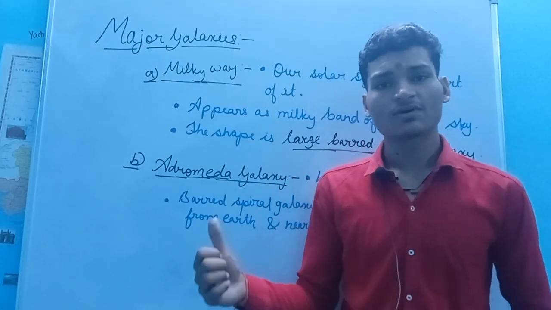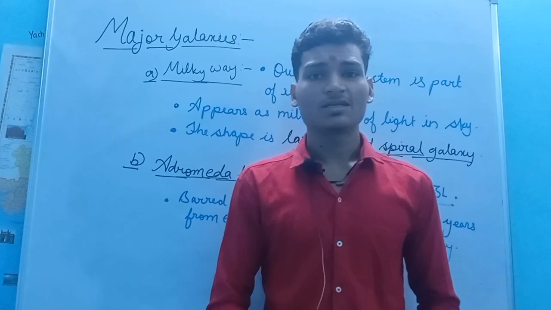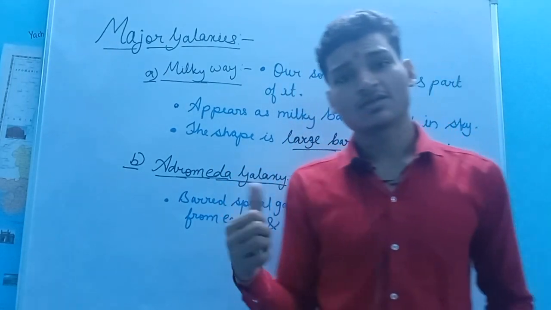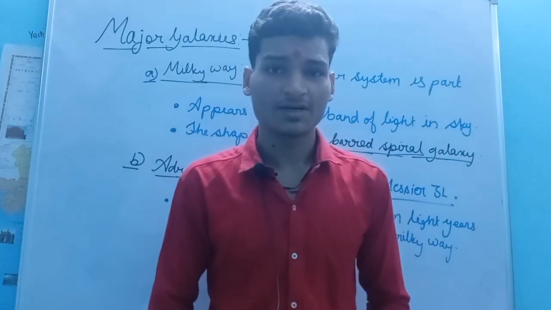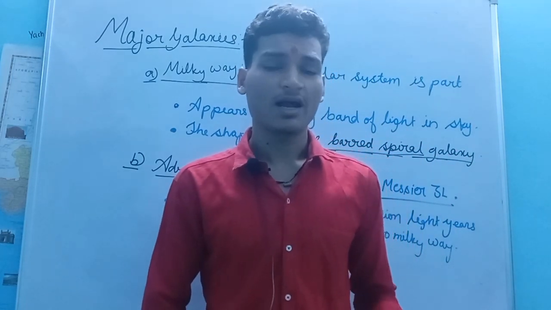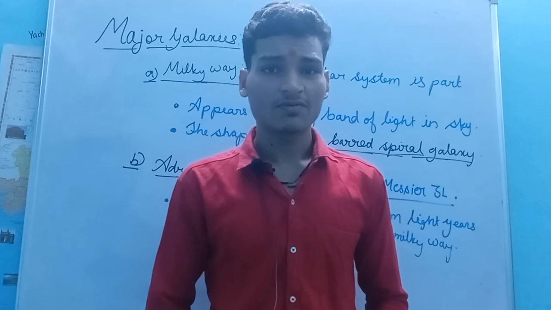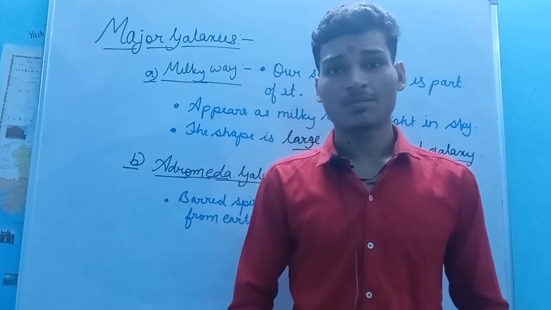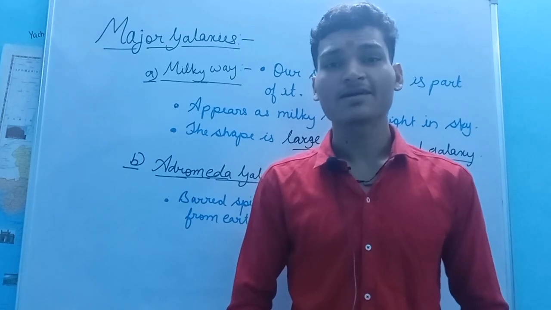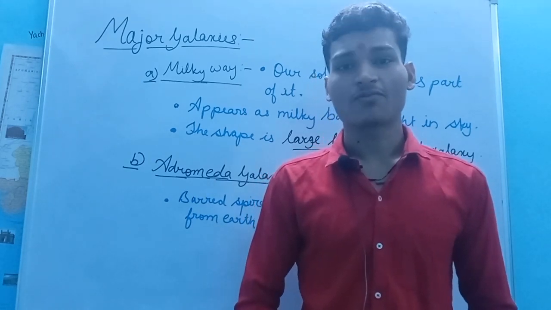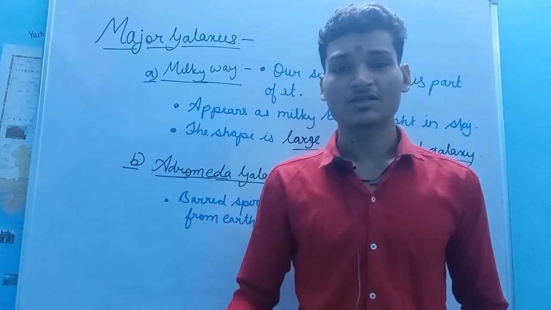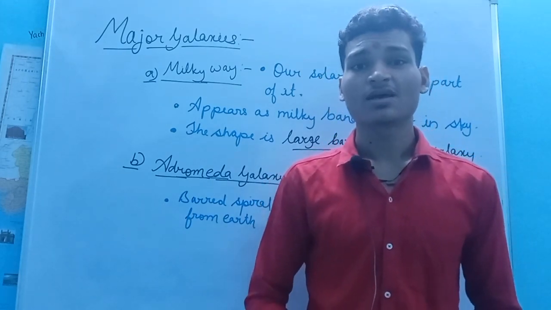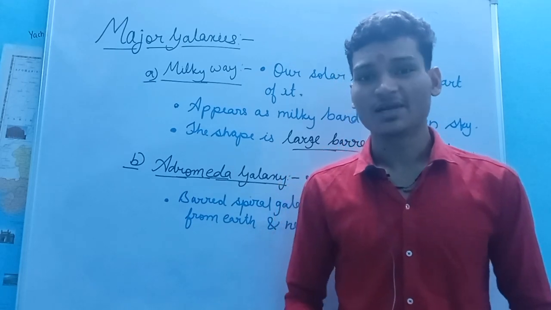Now the second one, the Andromeda galaxy, is also known as Messier 31. So another name of the Andromeda galaxy is Messier 31, and it is also a barred spiral galaxy, approximately 25 million light years from the earth. So it is at a distance of 25 million light years from the earth, and it is also the nearest galaxy to the Milky Way galaxy.